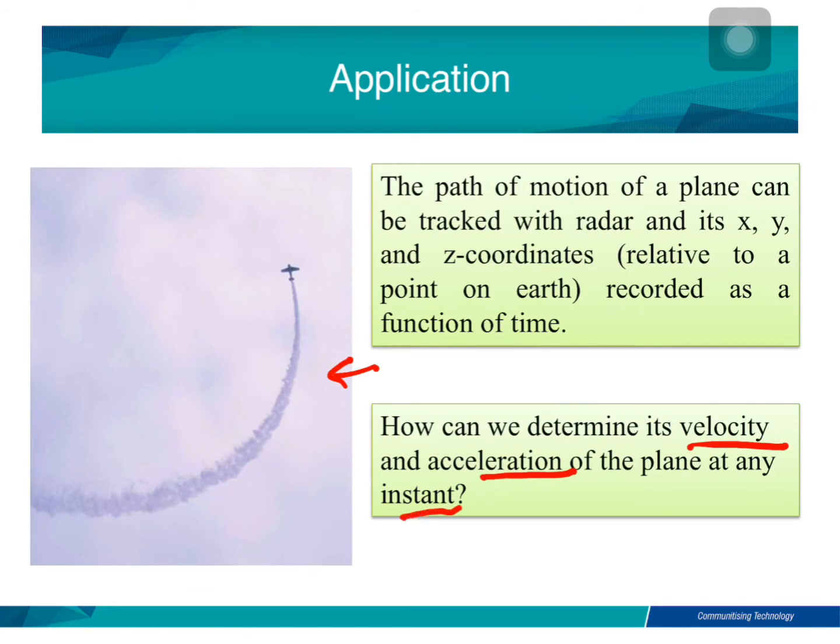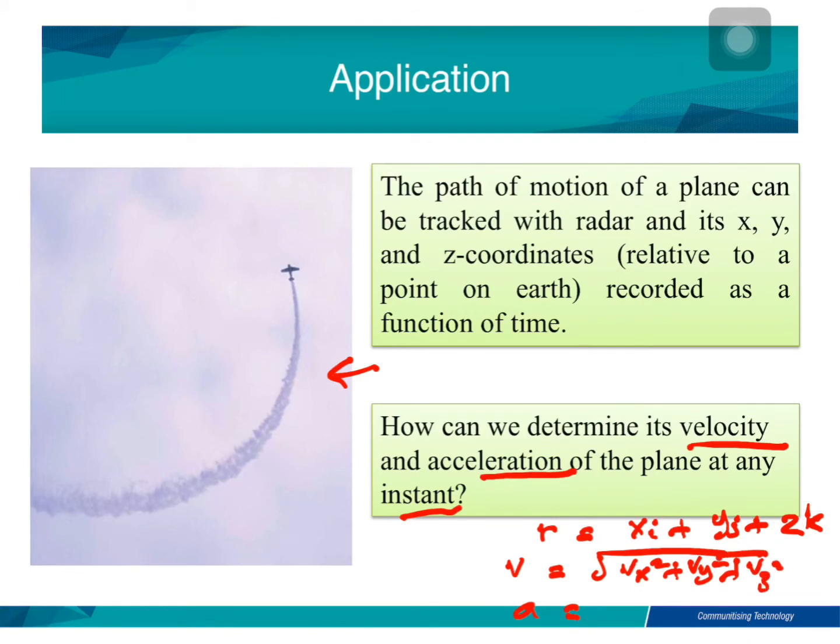We first get the position r, which is xi plus yj plus zk. After you get r, you can determine v. After you get v, you can determine a. So you have vx squared plus vy squared plus vz squared, and also for the acceleration, you have ax squared plus ay squared plus az squared. Okay.